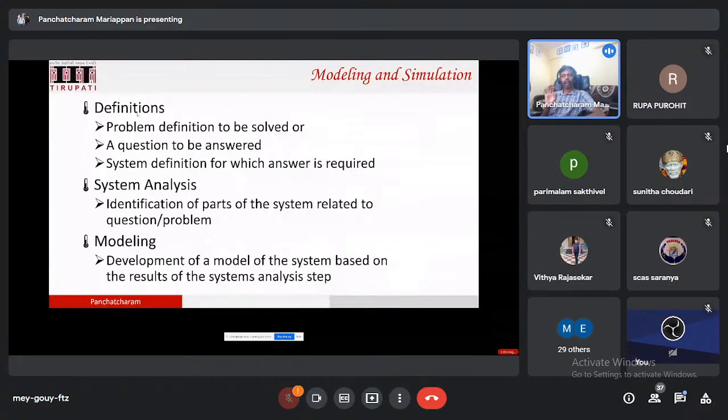Now, based on the problem definition and the system definition, you have to develop the model. Develop the model of the system based on the results of the system analysis step. So you analyze first and then develop the model. As I developed some system, called battery and fuel tank, that is nothing but the system.